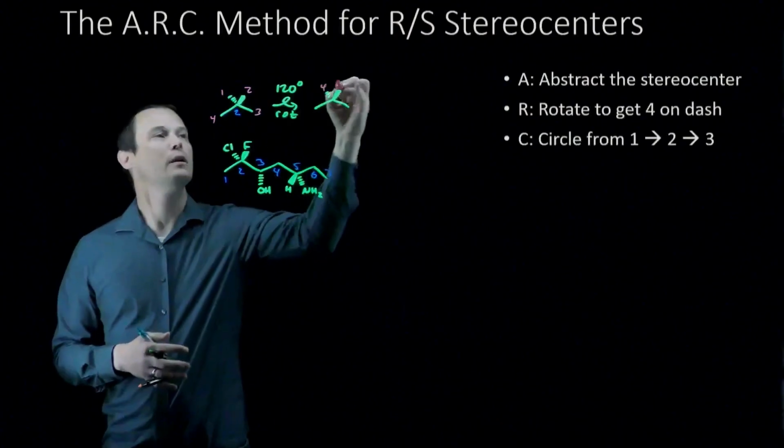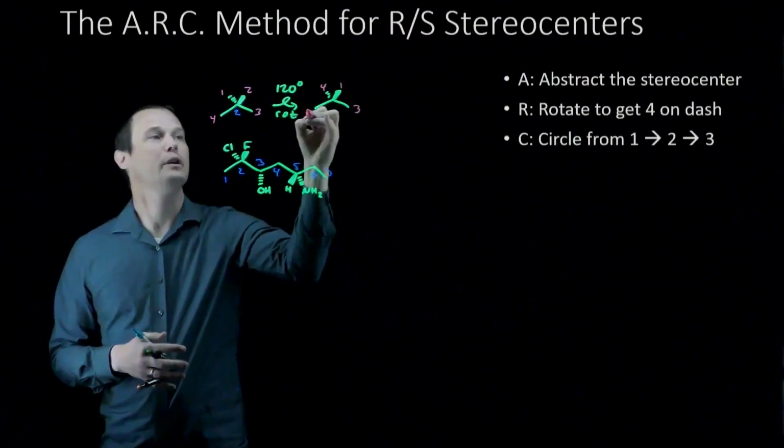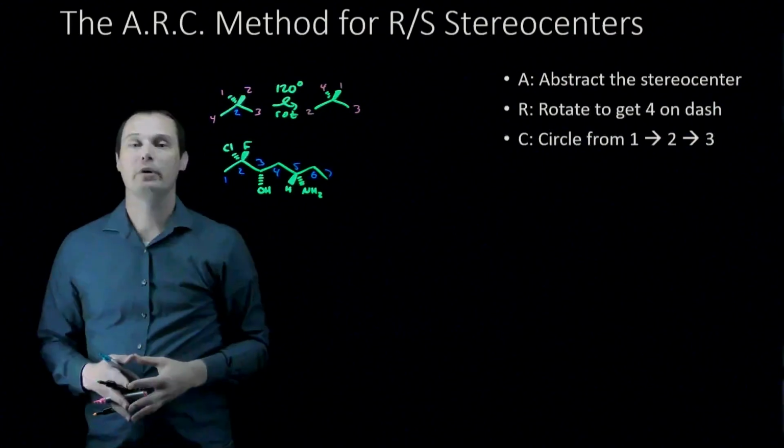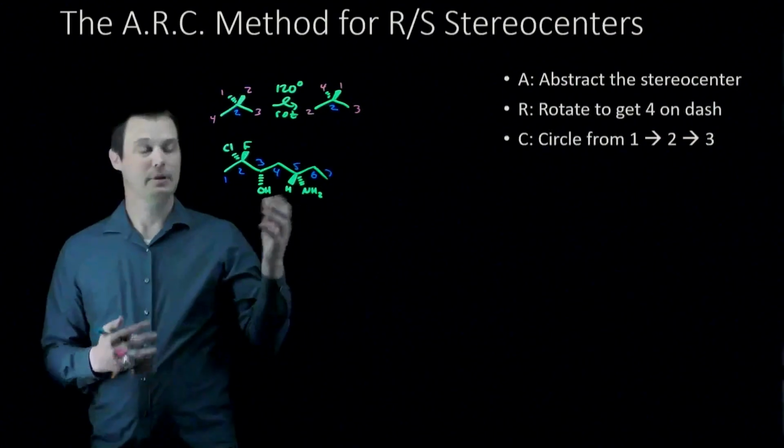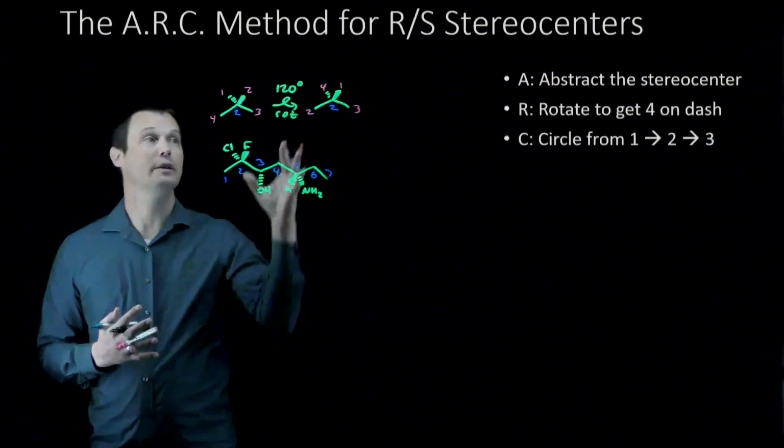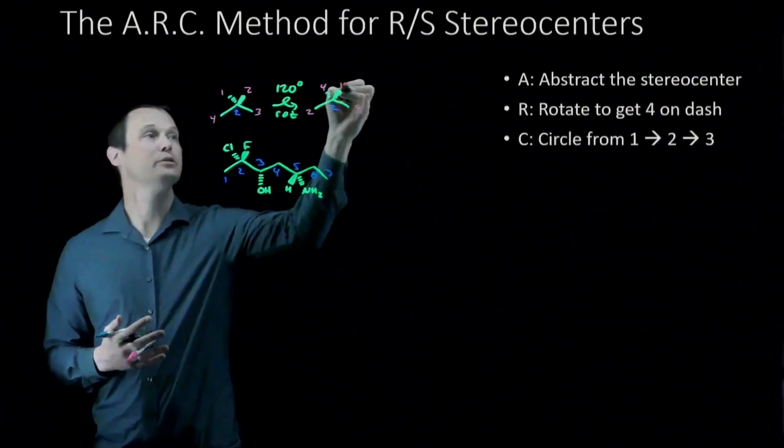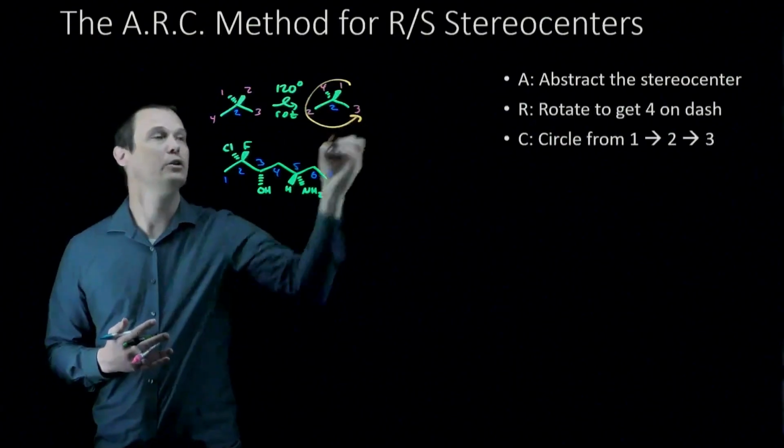That will bring number 1 up onto the wedge and the second priority in the plane. Now number 4 is on the dash. The last step is to draw our circle to determine whether it's R or S. Number 4 is on the dash. It served its purpose. So we can draw the circle from 1 to 2 to 3, ignoring number 4.